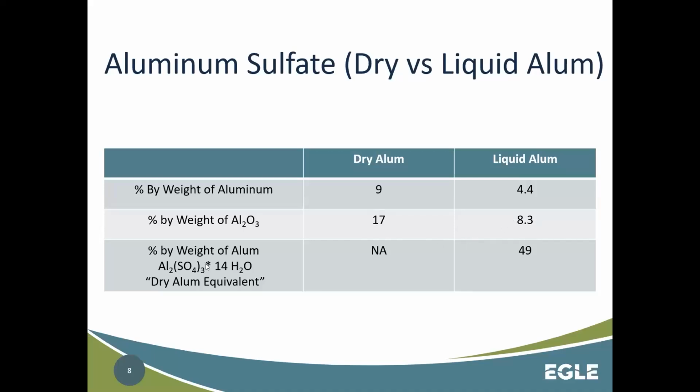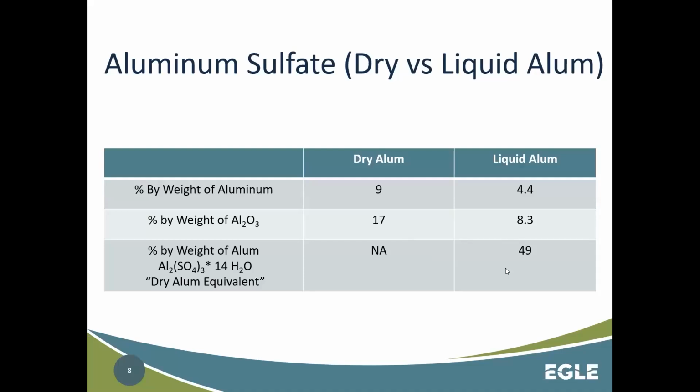And then percent by weight of alum, this is for dry equivalent. So you can see this is 49%. And of course, there isn't one for dry alum because this is for figuring out the equivalent dry alum for a liquid alum dose. But I also just like to spend a second to look at this 49%. It's almost half. And if you go back up and look at these other properties that we were just reviewing, you'll see 4.4, just about half of 9, 8.3, just about half of 17.